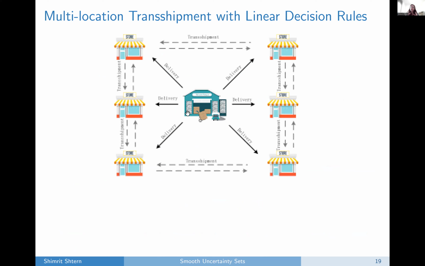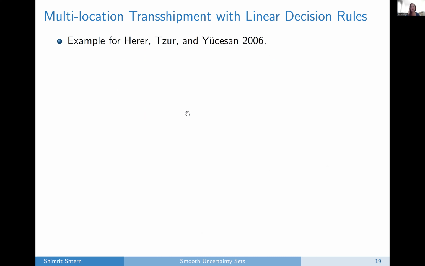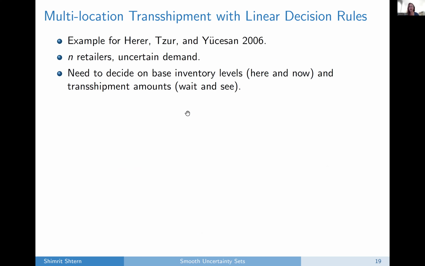So we looked at a very specific example. A two-stage example with linear decision rules, where we have a multi-location transportation problem. We have demand in multiple retailers. They have a base stock that they need to re-up at the end of the period. And once they get the demand, they can replenish it from their own stock or by transshipping stocks from other retailers. So this is a standard transshipping problem. And we took the setting from Hertzer and UC Sun from 2006 with N retailers. So the here-and-now decision is what is the inventory level of each retailer, and the wait-and-see are the transshipment amounts that we depicted as linear decision rules.